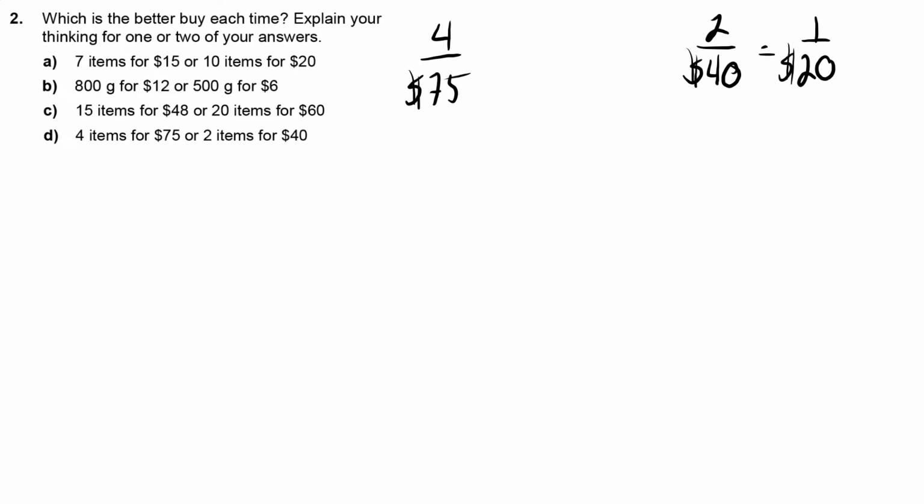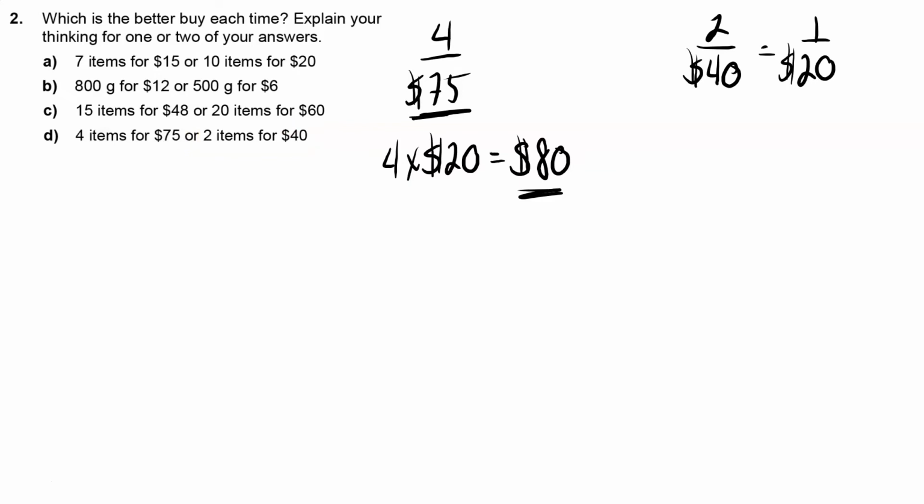If that was the case, here we'd say, well, if they were the same price, then 4 times 20 would tell us the total, and in this case, that gives us a total of 80. Clearly, 80 is more than 75, so the 4 items for $75 is a better deal than 2 items for $40.